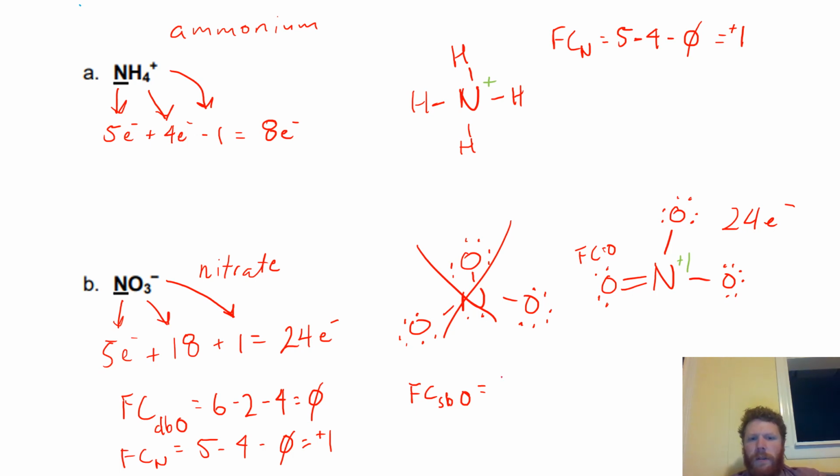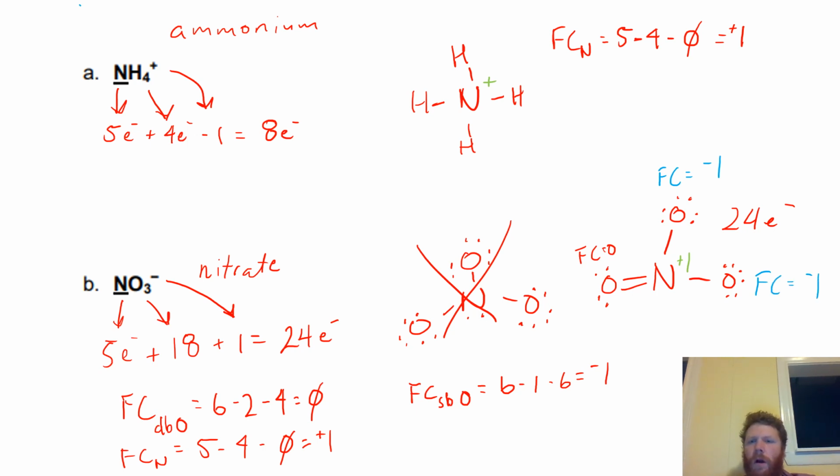Now our single bonded oxygen, is that the same thing? Well, like all other oxygens, it's bringing in 6 valence electrons minus, how many bonds does each one of these see? It sees 1. How many unshared electrons? 6. So 6 minus 1 minus 6 is 6 minus 7, so negative 1. So we have an FC of negative 1 and an FC of negative 1.